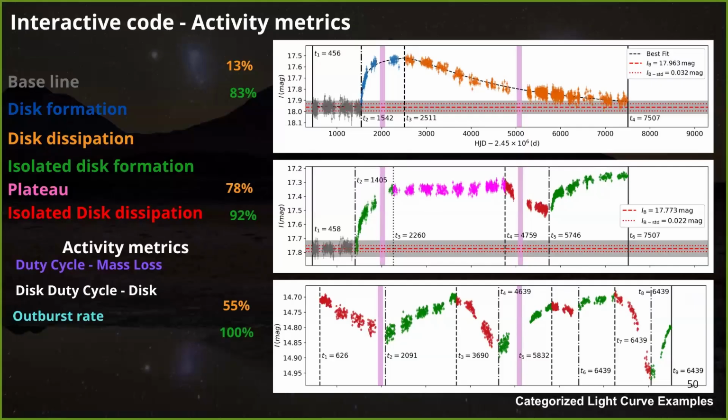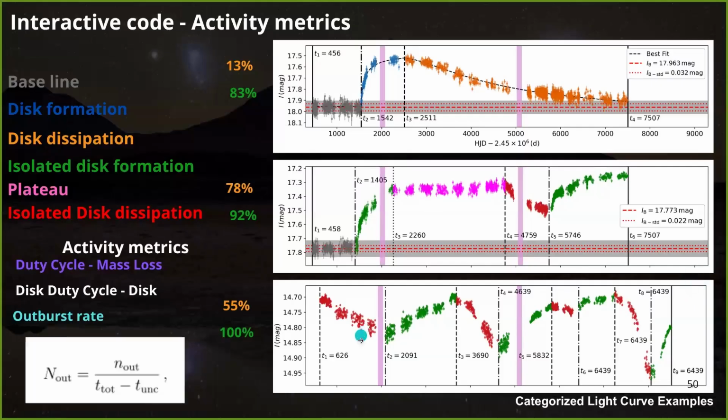And the last metric is the outburst rate. We basically count the number of times the star starts to lose mass. So, for instance, in this case, it's happening just once, in this phase here. If we divide by almost 20 years, the outburst rate results in this number.